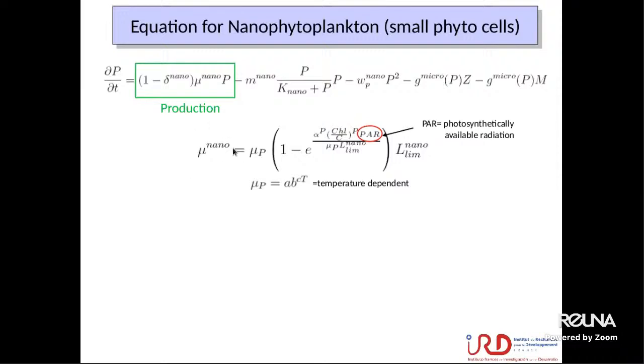You probably know that if you have a warmer temperature in biology, the cells tend to divide and multiply more rapidly. So this mu p increases with temperature. Okay. Here you have the dependency with the PAR. And you have a third term here, which is really important, which is L lim nano, which is the limitation by nutrient.